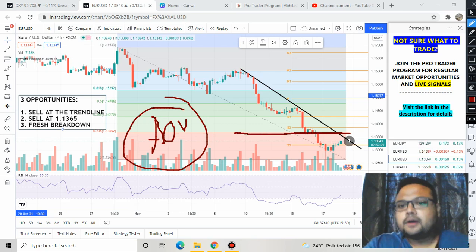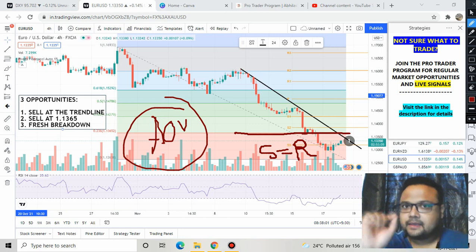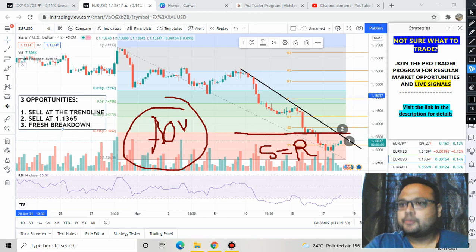1.1365. Not just because this is a Fibonacci retracement level. Yes, this is a Fibonacci retracement level, plus previously this level was the support. And as we all know, support becomes resistance and resistance becomes support. So this level will be the new resistance for the market. Not a very strong one, but still it will be acting as a resistance. So Fibonacci plus resistance, we have a good combination here. There is a good possibility of the market going down from this level if Euro USD climbs to the level of 1.1365, and this is our second trading opportunity.